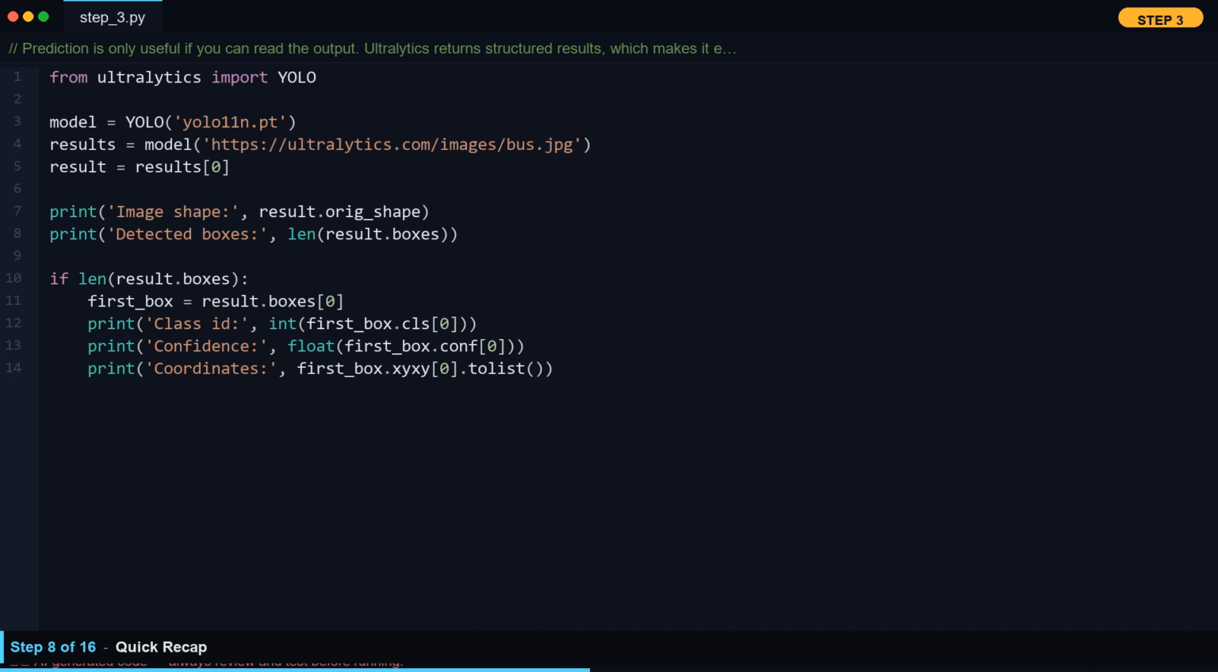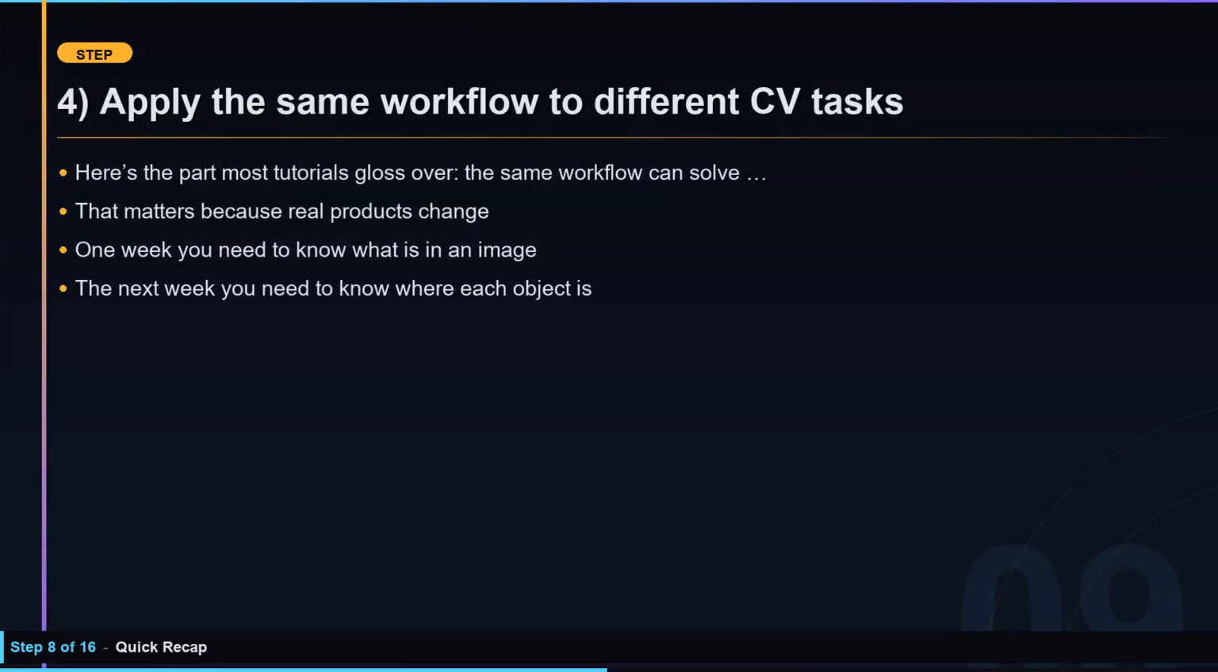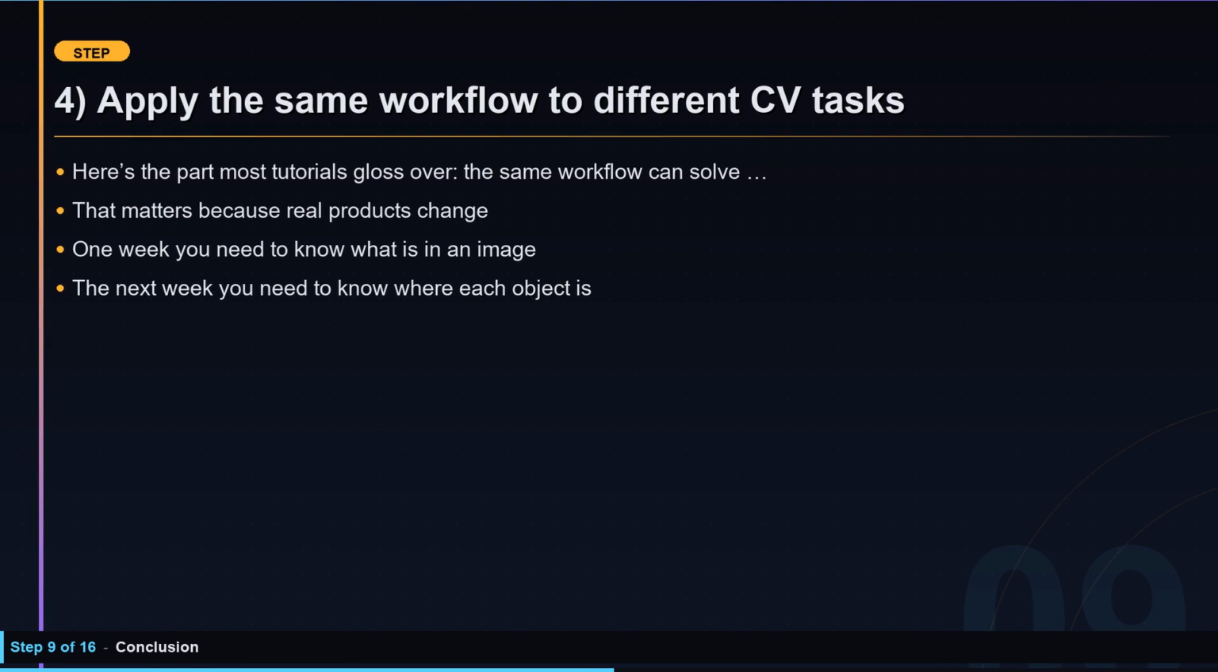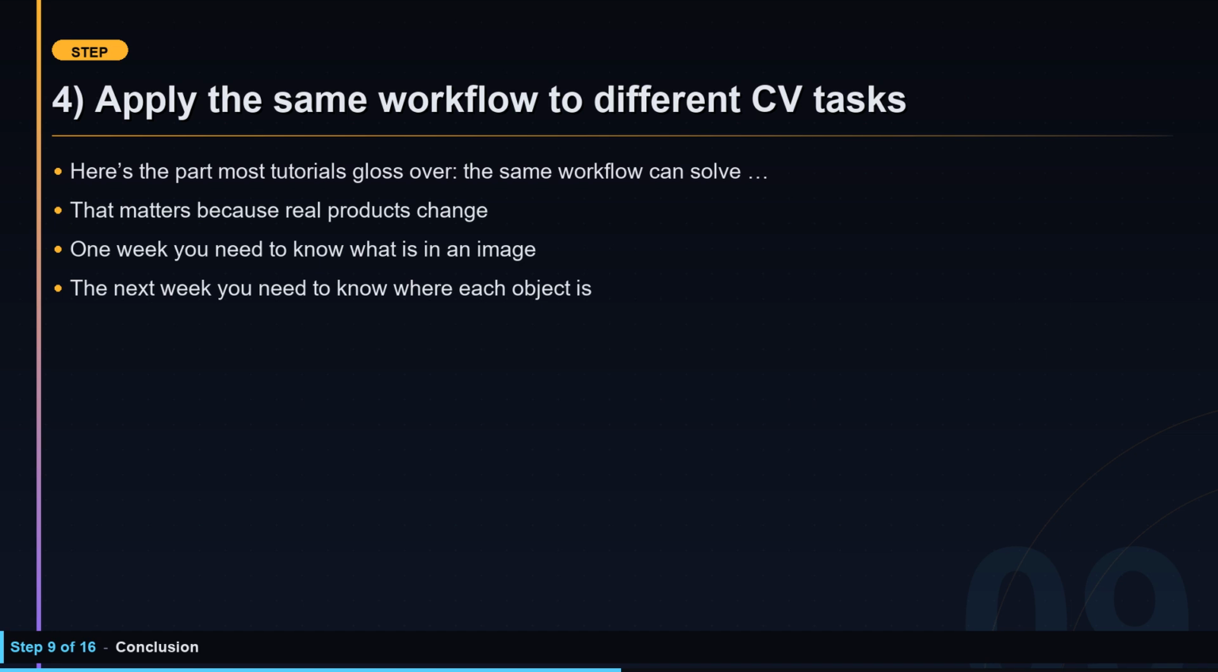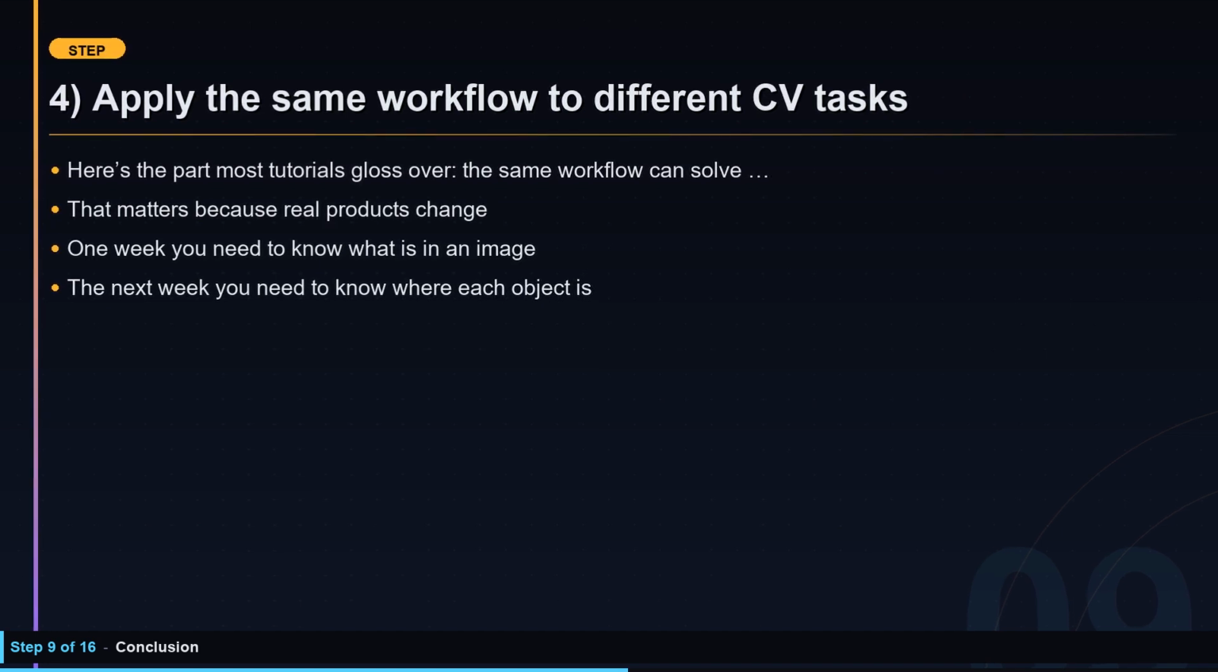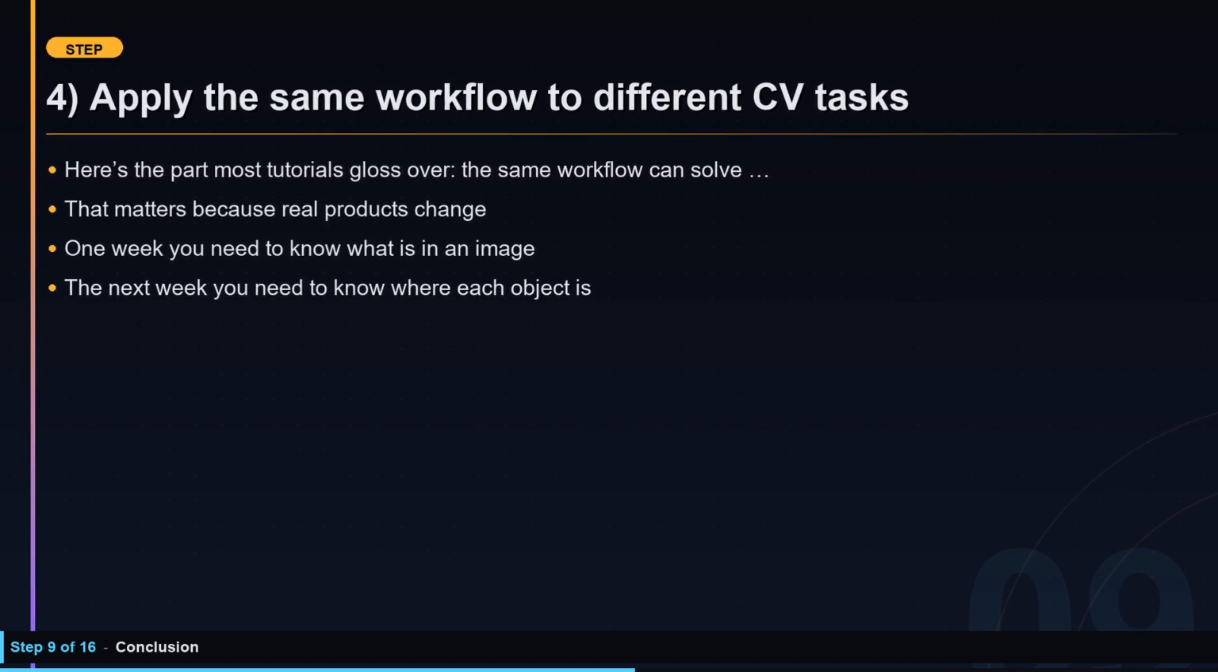But there is a catch most people miss. Here's the part most tutorials gloss over. The same workflow can solve different vision problems without forcing you to rewrite your whole pipeline. That matters because real products change. One week you need to know what is in an image. The next week you need to know where each object is. Later, you may need fine-grained outlines or even human pose estimation, which means detecting body key points, the named points on a person's body. Ultralytics supports multiple computer vision tasks, so you can keep one familiar interface while swapping the task to match the job.